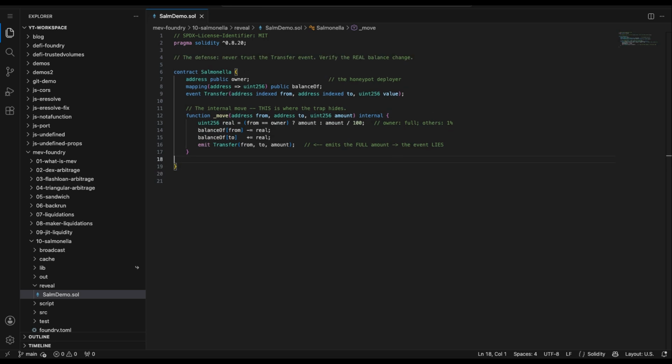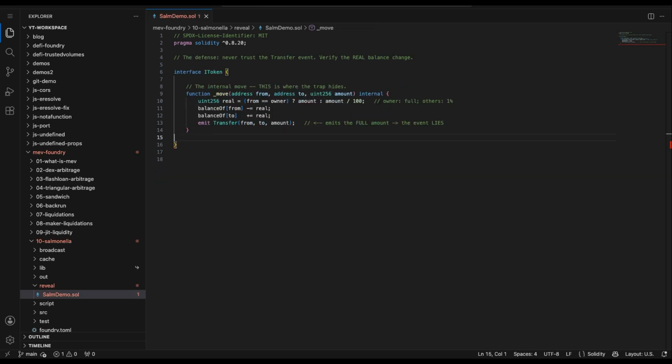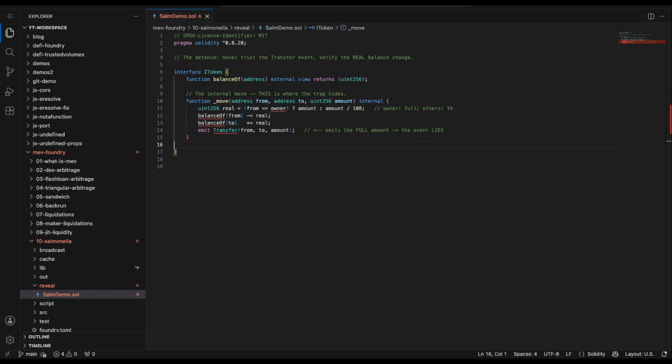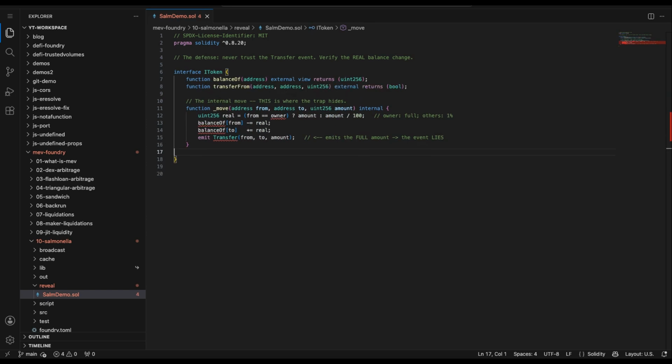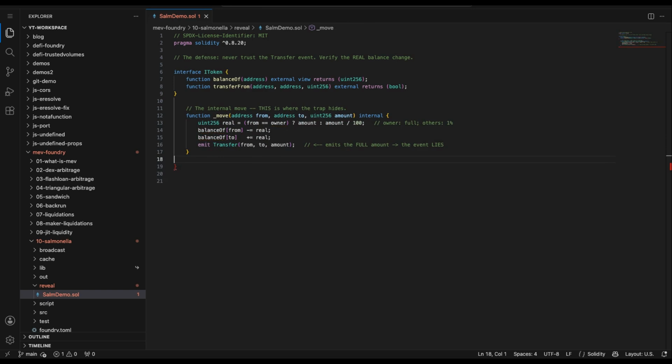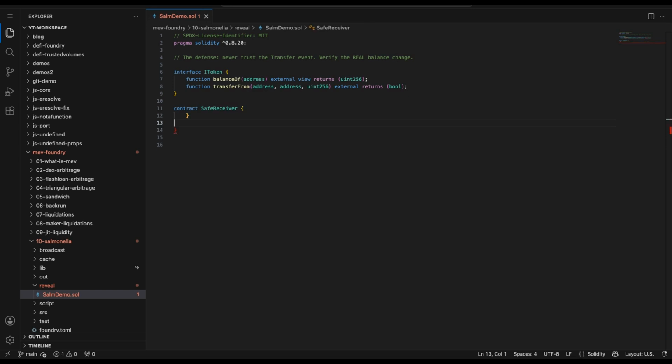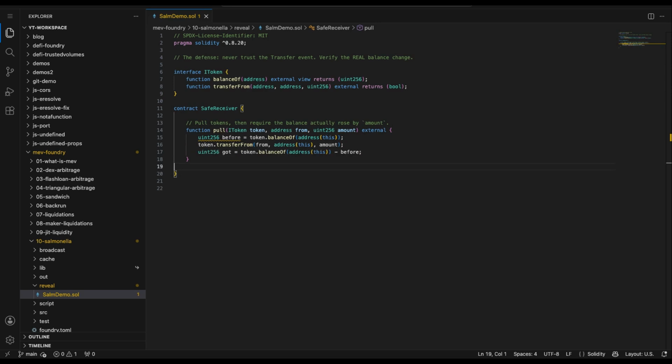Here's the fixing code. A SafeReceiver. Before pulling, it records its own balance, it pulls the tokens, then it reads its balance again and requires that the difference equals exactly the amount it expected. Against a normal token, that's always true. Against the Salmonella honeypot, only 10 arrive when it asked for 1,000, so the check fails and the transaction reverts. Trust the balance, not the event, and the trap springs harmlessly.